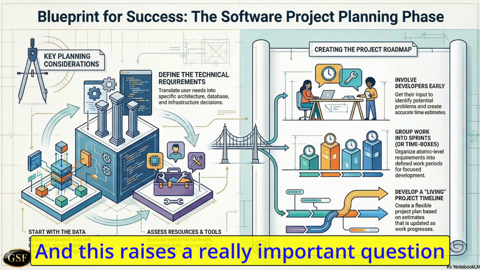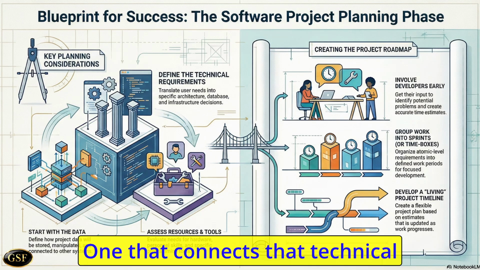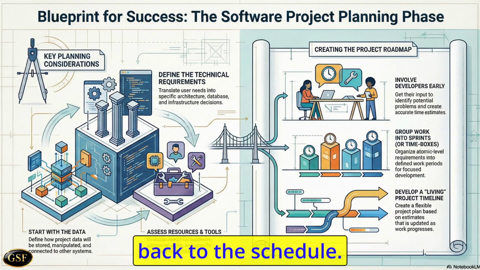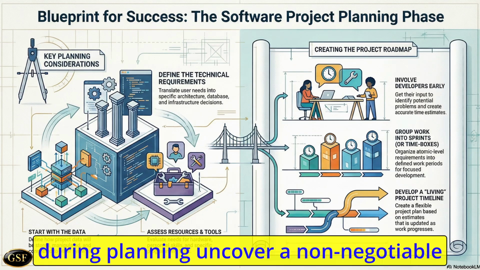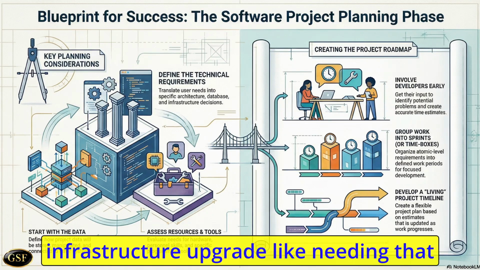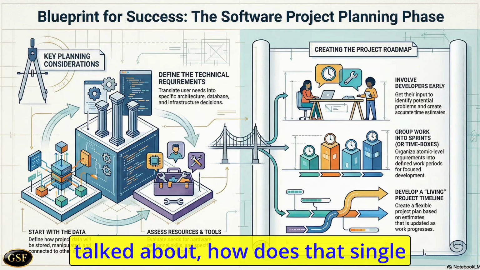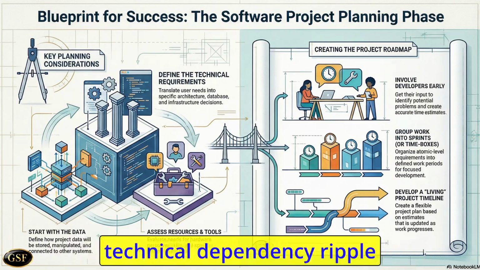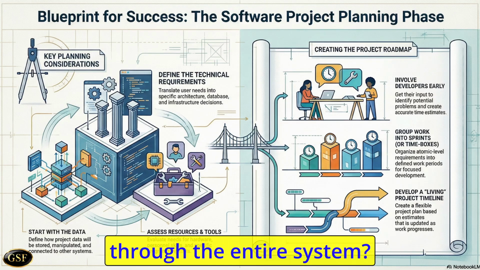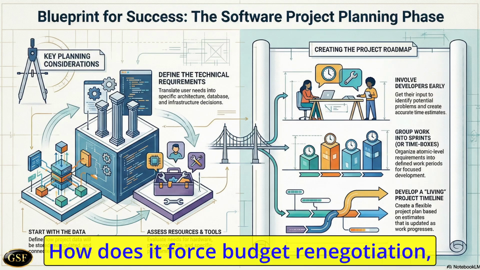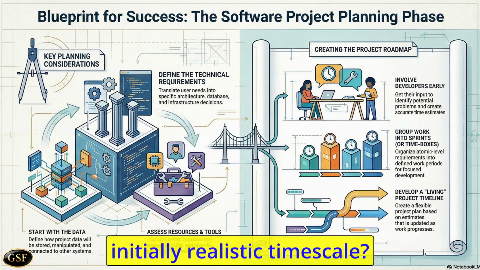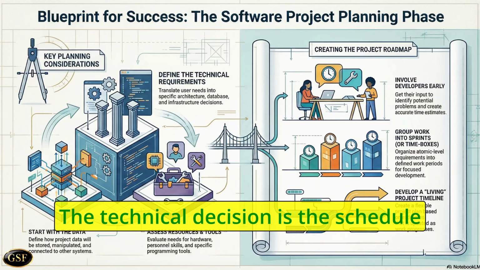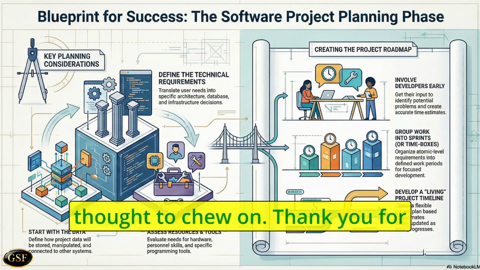And this raises a really important question for you to think about, one that connects that technical dependency all the way back to the schedule. If those initial developer estimates during planning uncover a non-negotiable infrastructure upgrade like needing that specialized performant database we talked about, how does that single technical dependency ripple through the entire system? How does it force budget renegotiation, change your hiring timelines, and ultimately invalidate the customer's initially realistic timescale? Technical decision is the schedule decision. A powerful thought to chew on.